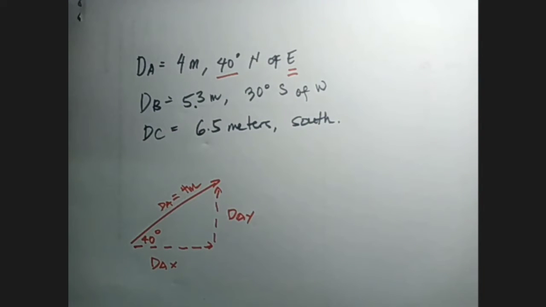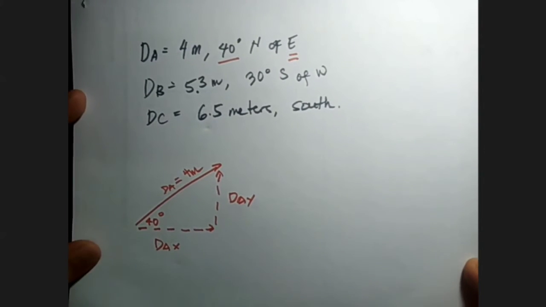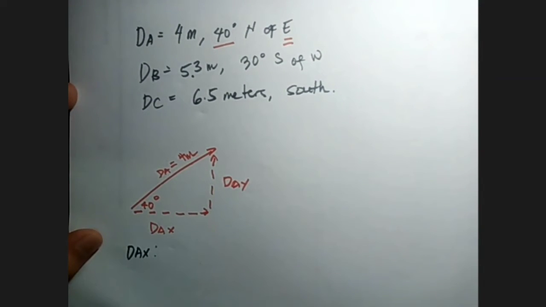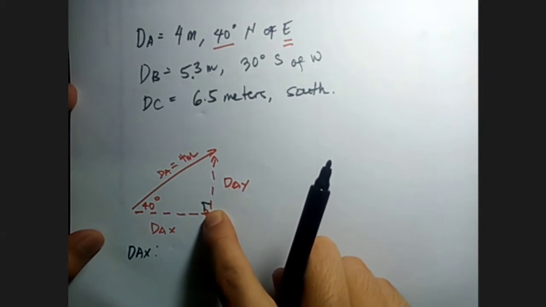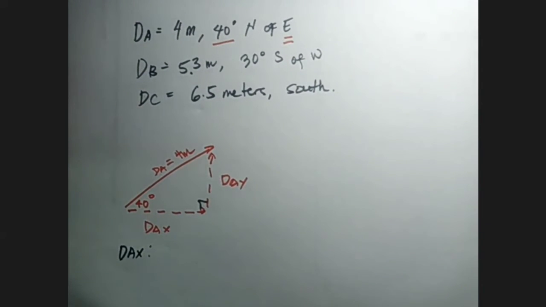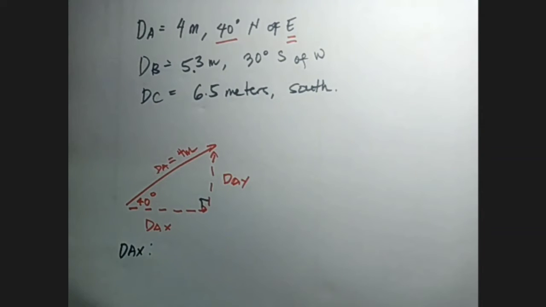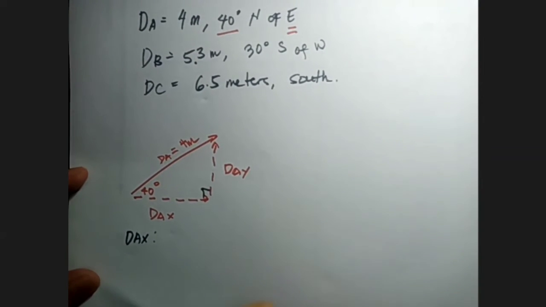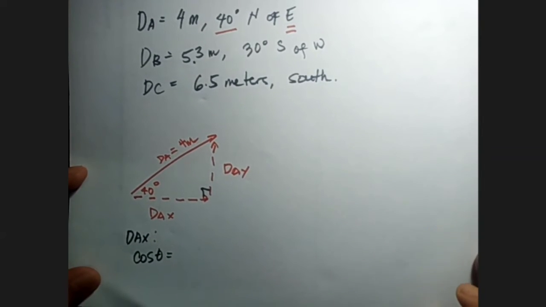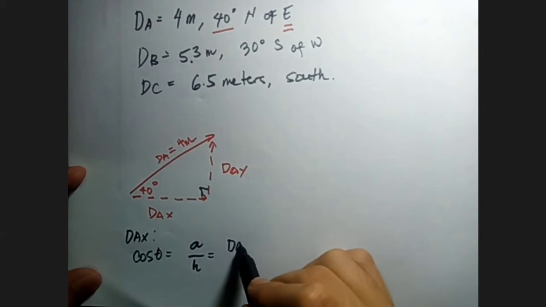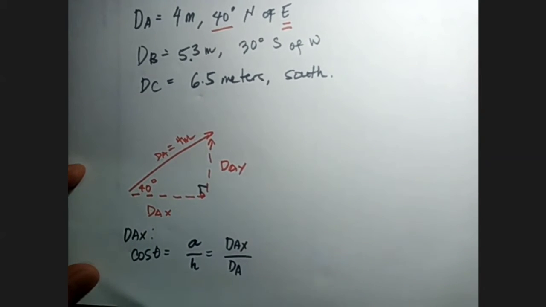Now let us determine what D sub AX is. To determine D sub AX, look at the angle, 40 degrees. Since this is a right triangle, the side opposite the 90-degree angle is the hypotenuse, which is D sub A equals 4 meters. What is the relationship of D sub AX to D sub A and the 40 degrees? Using the trigonometric ratios, that is cosine, because cosine theta equals adjacent over hypotenuse, wherein the adjacent is D sub AX and the hypotenuse is D sub A.